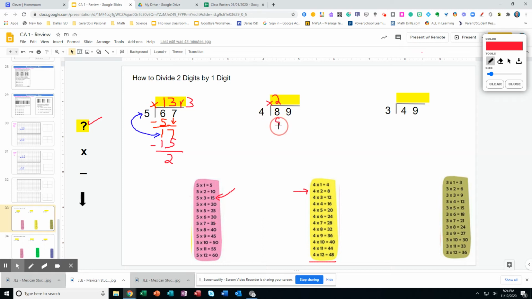2 times 4, 8 is the answer to multiplication. Step 2, check complete.